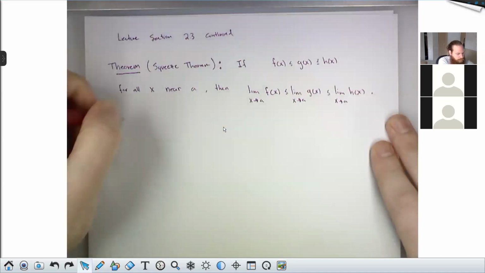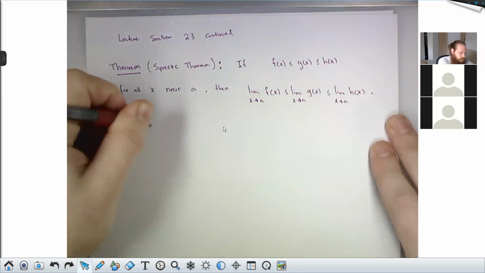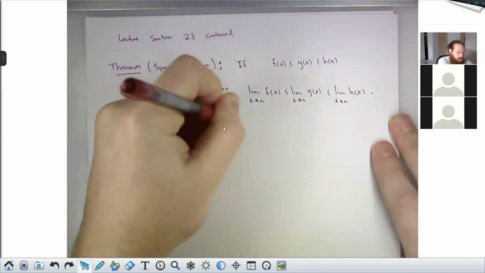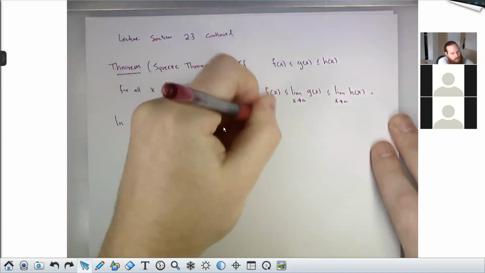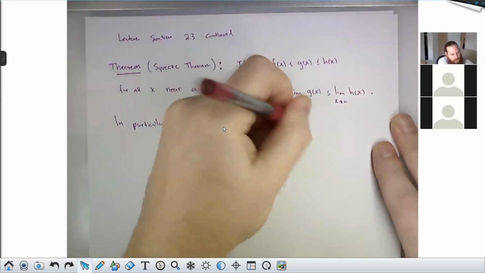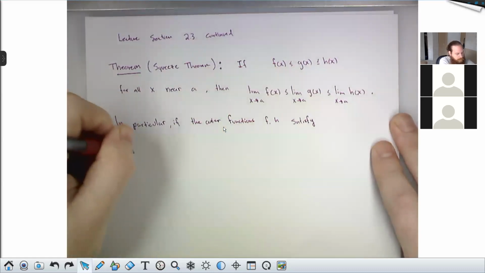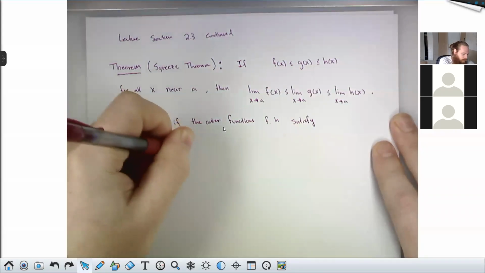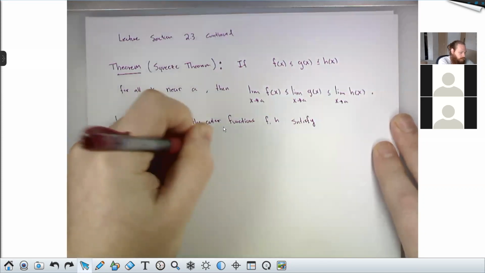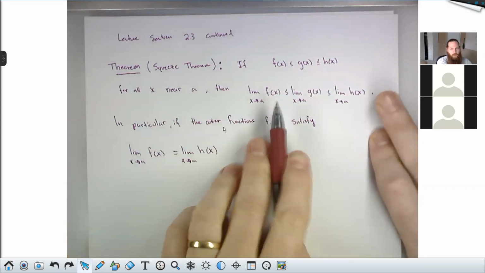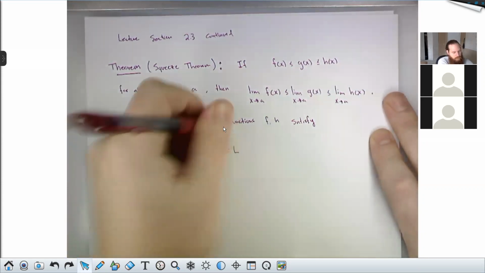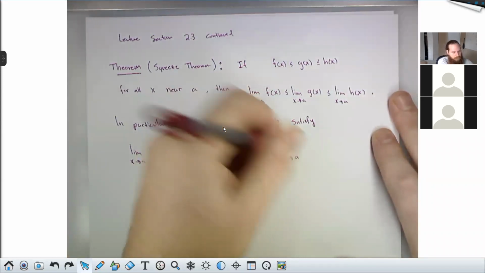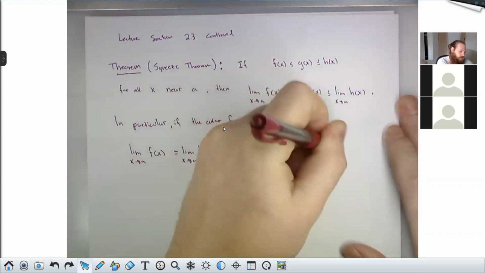In particular, if the outer functions f and h satisfy lim x to a of f of x equals lim x to a of h of x, if the two outer functions both go to the same value, call it L, then the limit of the inner guy, g of x, has to equal L also.